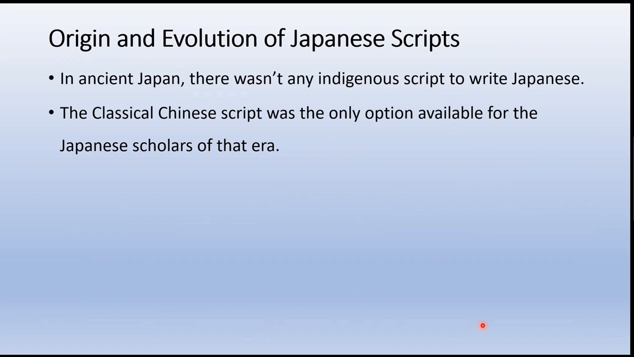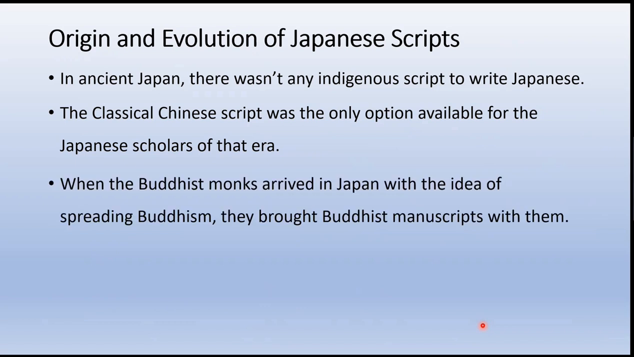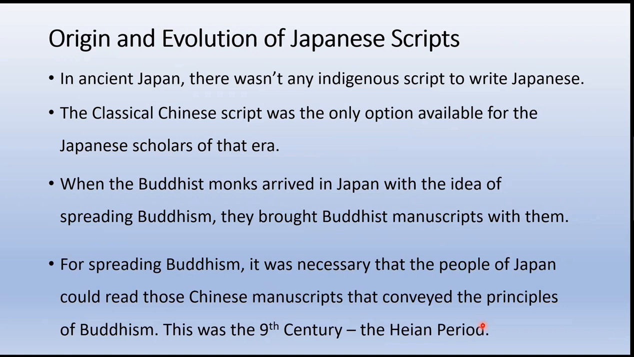In ancient Japan, there wasn't any indigenous script to write Japanese. The classical Chinese script was the only option available to these Japanese scholars of that era. When the Buddhist monks arrived in Japan with the idea of spreading Buddhism, they brought Buddhist manuscripts with them. For spreading Buddhism, it was necessary that the people of Japan could read those Chinese manuscripts that conveyed the principles of Buddhism. And this was the 9th century, or more specifically, the Heian period.